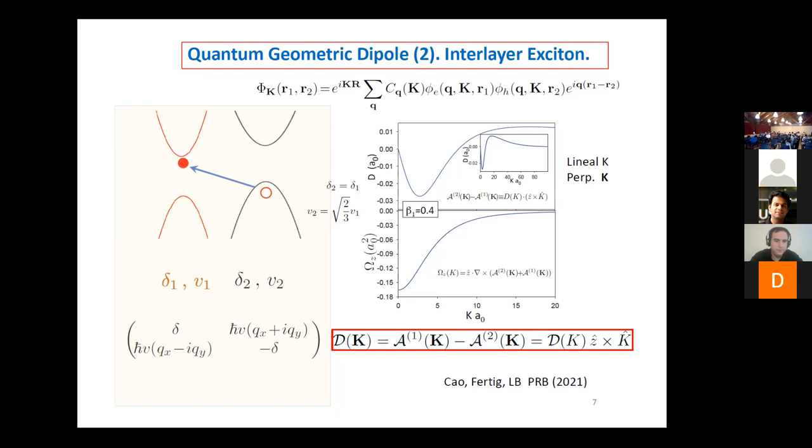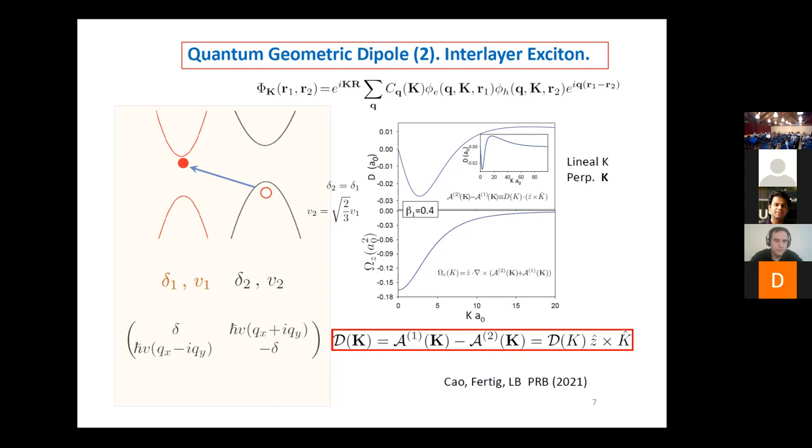And this corresponds to the case of, suppose, an interlayer exciton. So we have two materials, one on top of the other. Each material is governed by this 2x2 Hamiltonian, which is, for example, in the case of a TMD semiconductor, the simplest description. And we look for the exciton between one hole in one material and one electron in the other. We make the calculation. I'm going to skip all the details and show the result. We minimize the energy and we obtain this coefficient of the wave function. And then we can compute this geometric dipole.